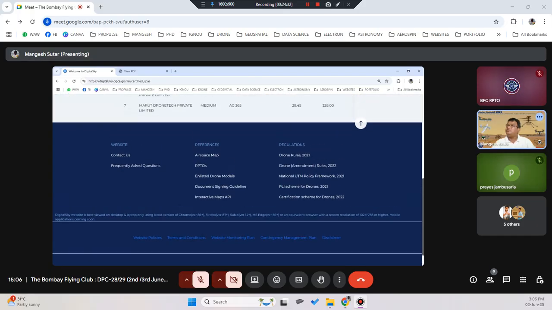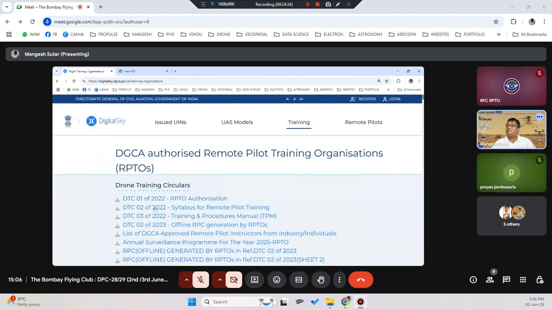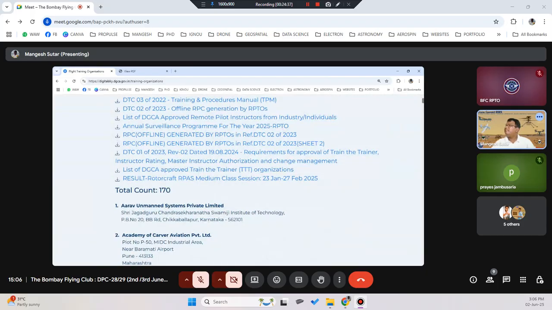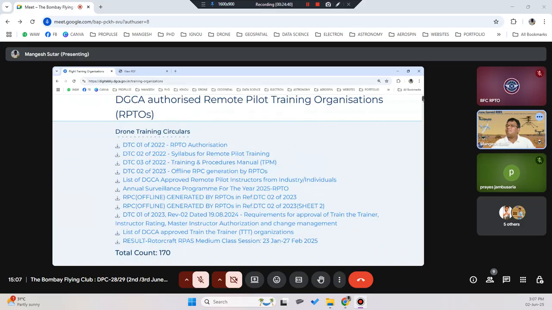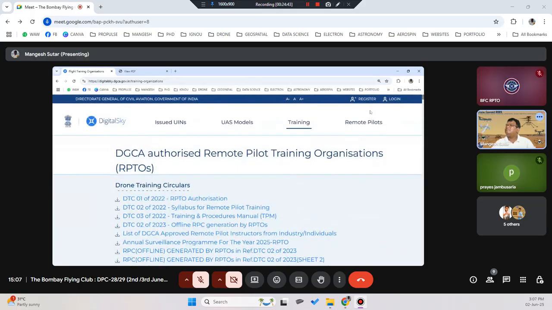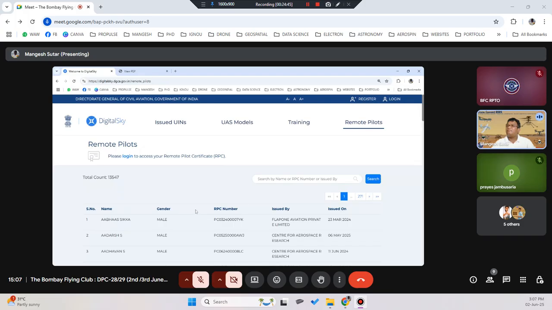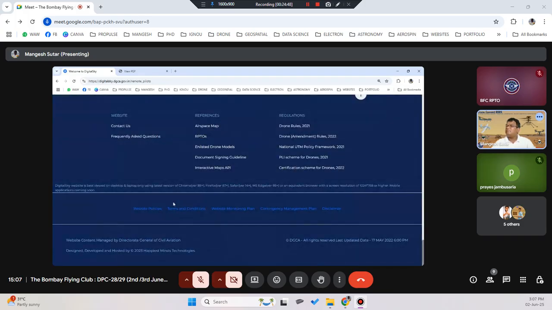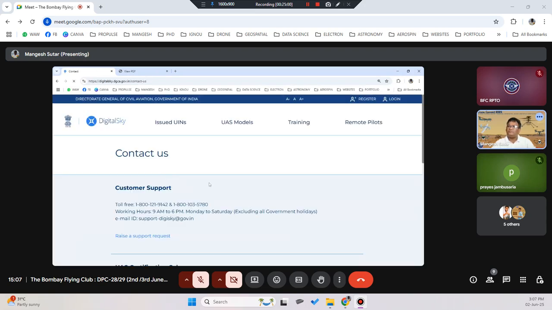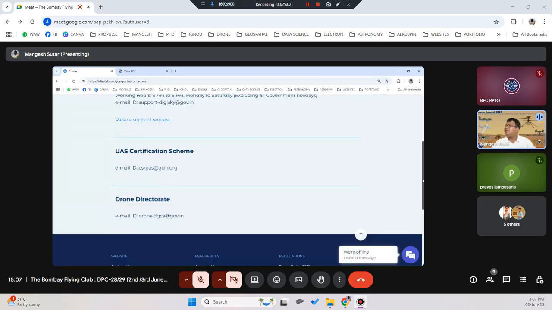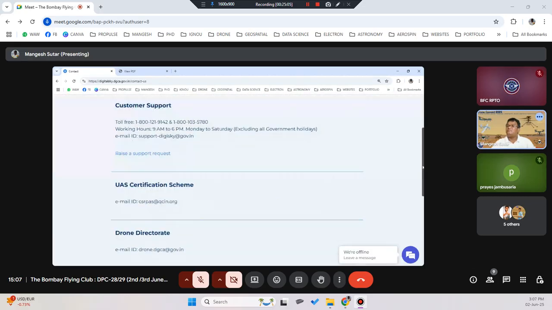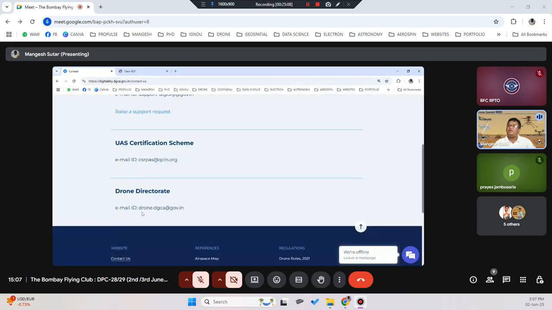They have changed the location, I think. They have removed it, I think. Or you can contact here also. Okay, so you can raise a request over here or support here. All the things you can do. You can write to DGCA also in case you need any help or information.